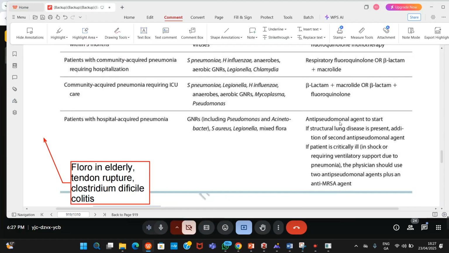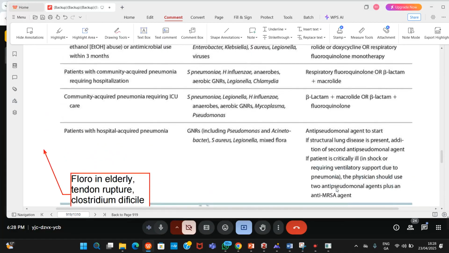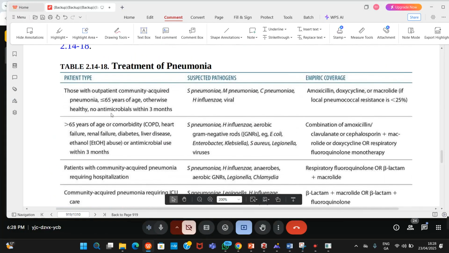So you hospitalize, you give piperacillin-tazobactam, fluoroquinolone, and vancomycin to cover for MRSA. If you are taking somebody to the ICU, you are ventilating, or the person is in shock, because the person has a structural lung disease and is taking piperacillin-tazobactam, now you are ventilating the person or the person is in shock, you add another one again. Then you also give an anti-MRSA agent. So that is that about the algorithm.